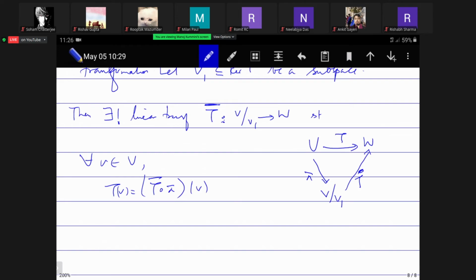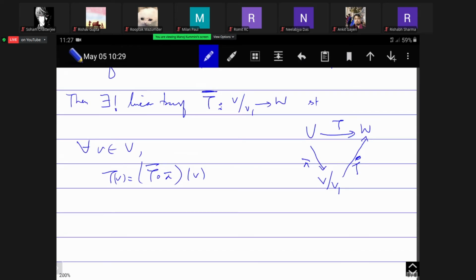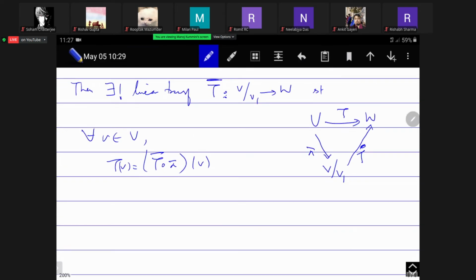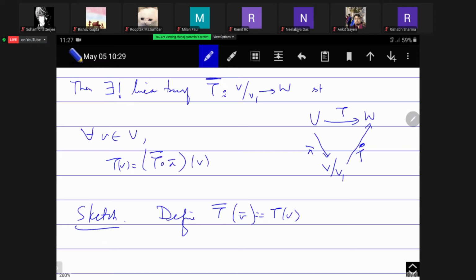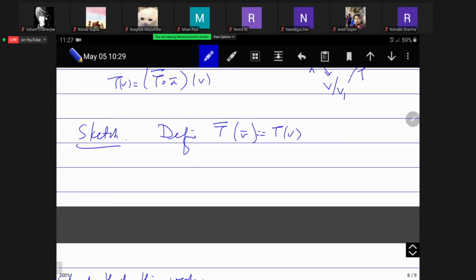The existence and uniqueness is similar to the group case. So what we need to prove is that, I'll just sketch, define T bar of v bar to be T of v. This is exactly what we did in groups also. And then check that this works. Moreover, T bar is also a linear transformation.